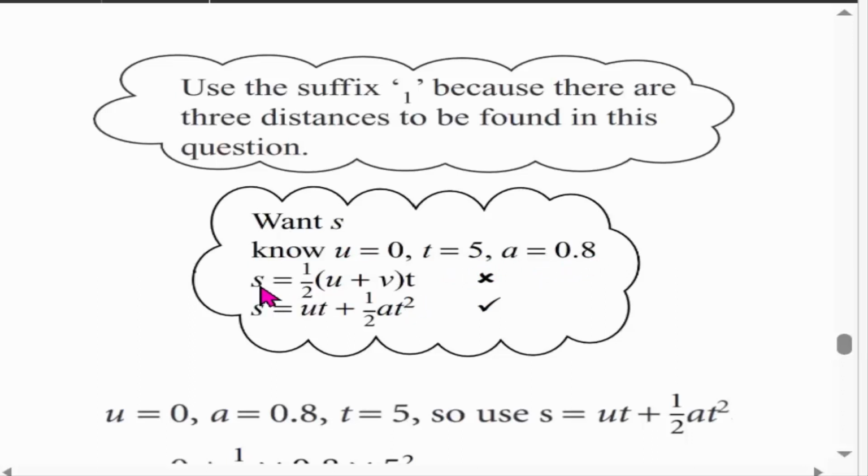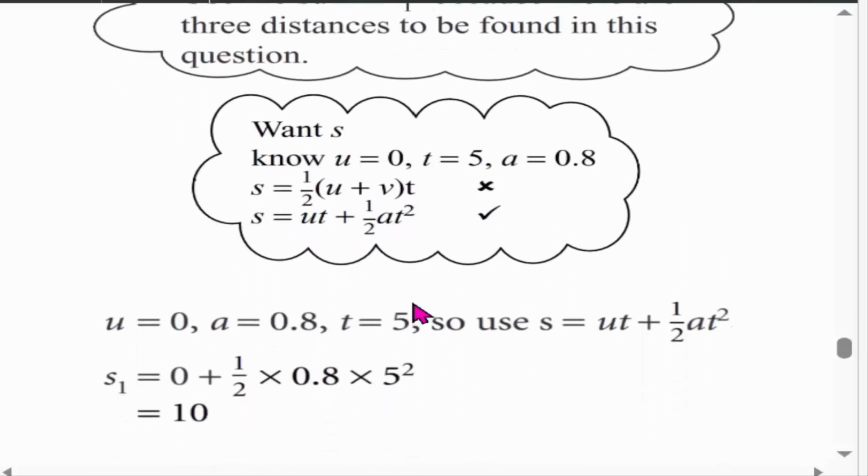Therefore we can use, because we cannot use s equals half of u plus v times t. In this case, we found the value of v in the previous question, but in case you had a mistake in the first part, you may be in trouble calculating the s value here. So it is best to use the second equation, s equals ut plus half at squared. So you get the value of s1, the distance during the acceleration. u equals 0, t is equal to 5, and then the 0, plus half times 0.8 times 5 squared, gives 10.